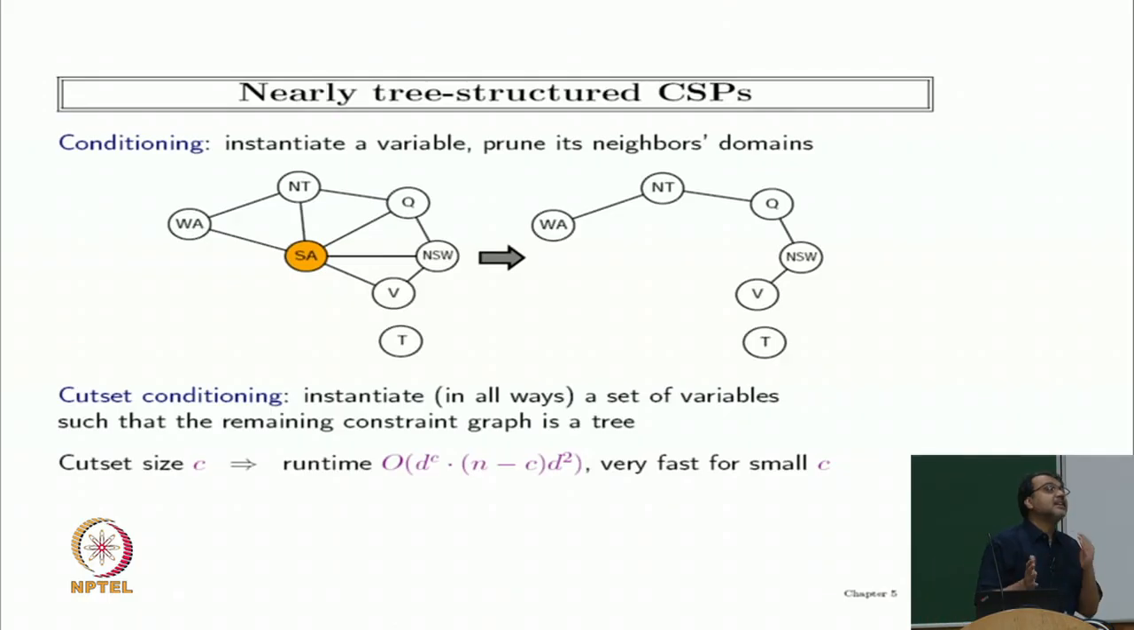Some people also call it cycle cut sets. There may be other kinds of cut sets, I don't know. Cycle cut set says that when I cut them, the cycles have been cut. Okay, so this is how you think about them. It's a set of nodes which I cut so that cycles are gone.